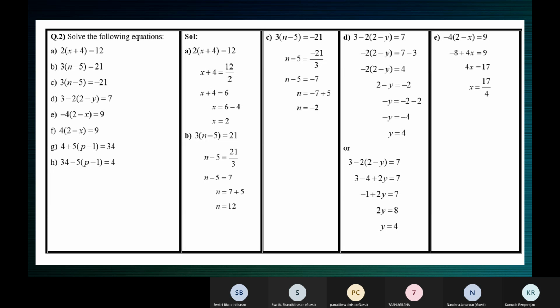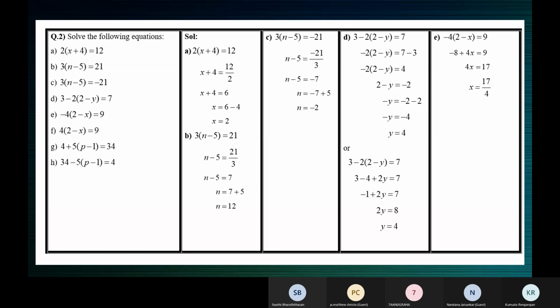Yes, ma'am. 4 into (2 minus x) is equal to 9, ma'am. Here we have to multiply 4 into the RHS and the LHS, ma'am. So when we multiply 4 into 2, we get... You're multiplying the LHS and RHS by 4 for what reason? To get rid of what? Ma'am, to get rid of the variable. Okay, let me see. Please proceed. Let me understand what you're trying to say. We multiply the LHS and RHS by 4.